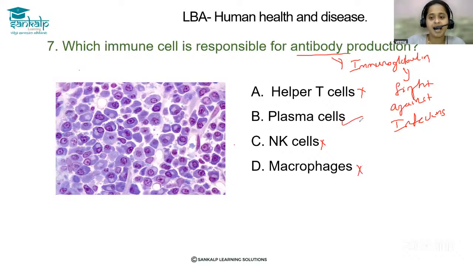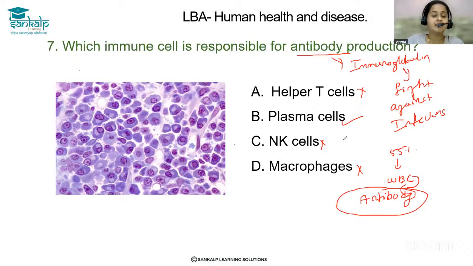So here there is the plasma cell. You know that blood contains 55% plasma, right? And that plasma contains WBC cells. These are responsible for releasing antibodies. So that's why plasma cells are responsible for antibody production. So the correct answer, dear students, is option B, that is plasma cells are responsible for antibody production.